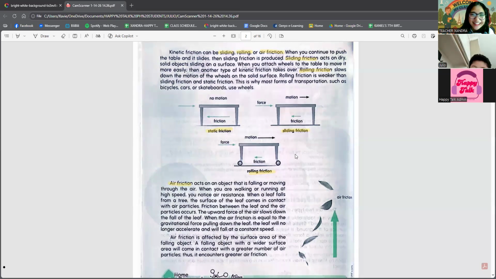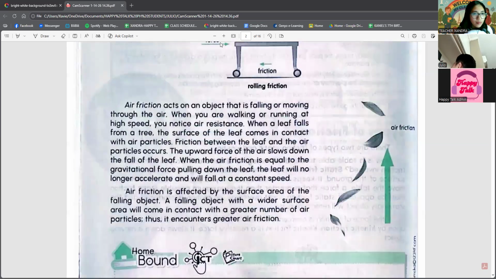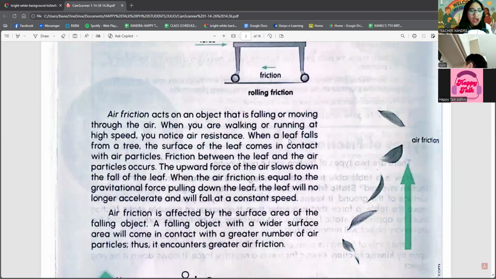So the wheels help things move more easily because rolling friction doesn't slow them down as much. Now, the last one is air friction. Julio, air friction is moving through air.